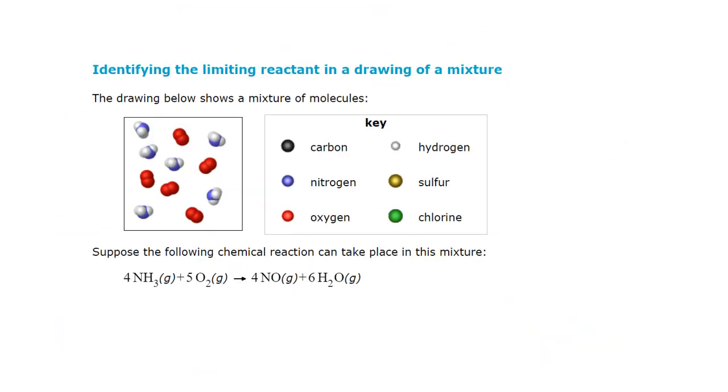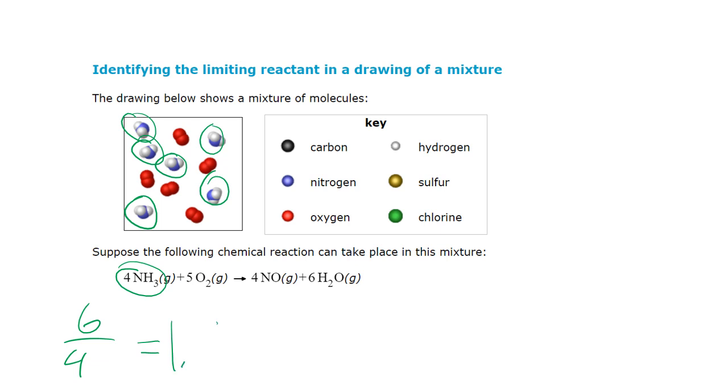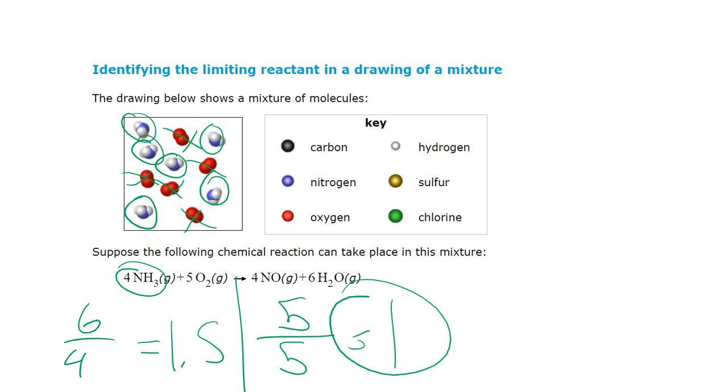So in a quicker sense, let's just find the NH3s. That is ammonia. We got 1, 2, 3, 4, 5, 6. 6 divided by the coefficient, that's 1.5. Oxygen, 1, 2, 3, 4, 5. You have 5 oxygen divided by the coefficient, that's 1. The lower of the two numbers is the limiting reagent.